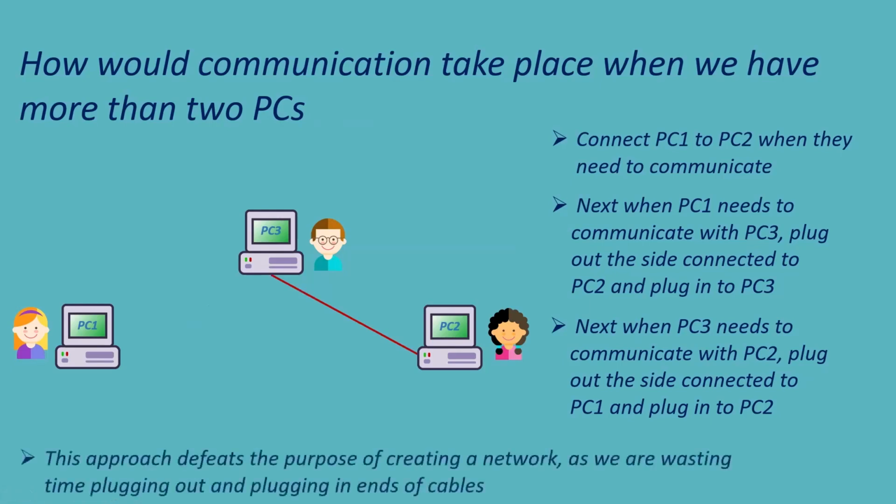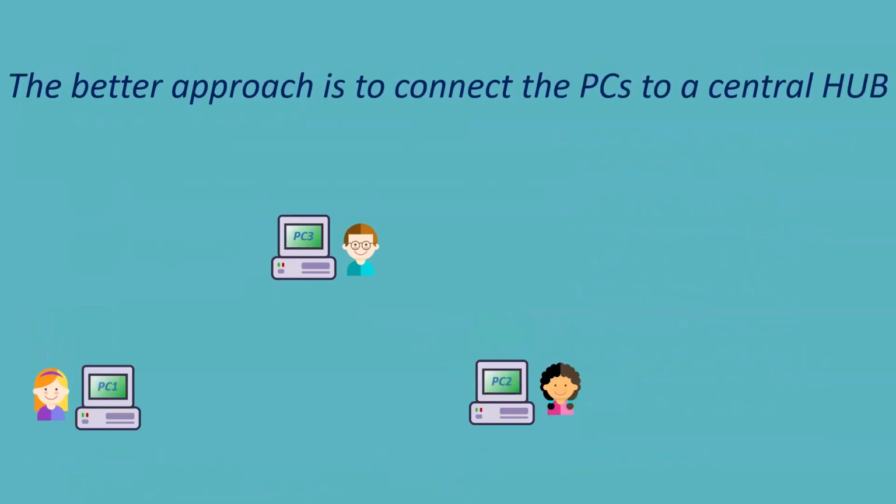But is this an efficient way? No, right? Because we are constantly juggling. The whole purpose of putting a wire was to put efficiency into communication. And this way, we are constantly plugging out one end of the cable and plugging into some other PC. This is not efficient. So let's think about how these can be interconnected using a central or single device. And that is where the concept of hub comes into play.